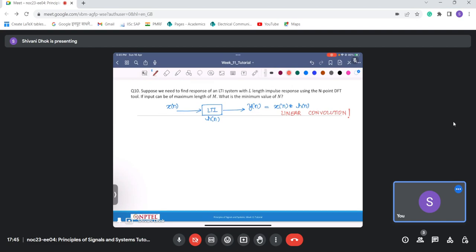Now if I need to find this convolution using my computer systems, I need to find this linear convolution. And we know that this convolution is a very tedious operation, like we need to first flip, shift, multiply, add, and it is very complicated, and that program has a higher complexity. But we know that this y of omega in frequency domain is simply multiplication.